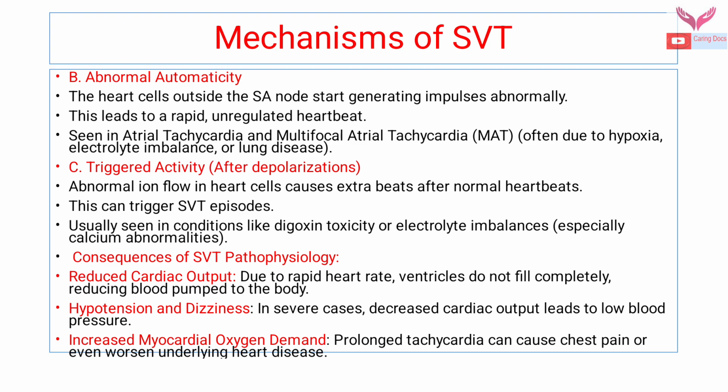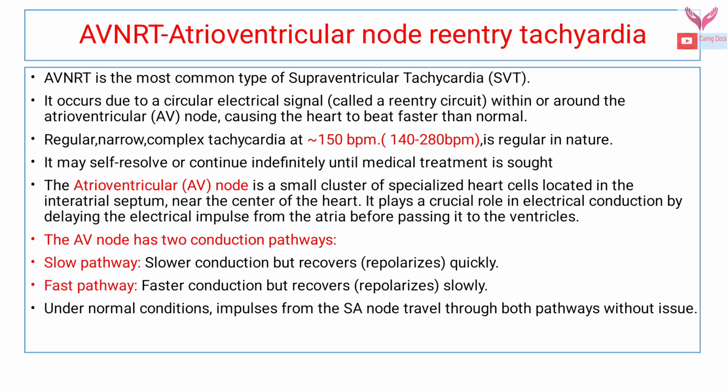The consequences of SVT are reduced cardiac output due to the rapid heart rate. The ventricles do not fill completely, which reduces the blood pumped to the body. Patients can have hypotension, dizziness, and in severe cases, decreased cardiac output leads to very low blood pressure. Because of increased myocardial oxygen demand during prolonged tachycardia, it can cause chest pain, and even worsening of the heart disease if there is any underlying heart disease.